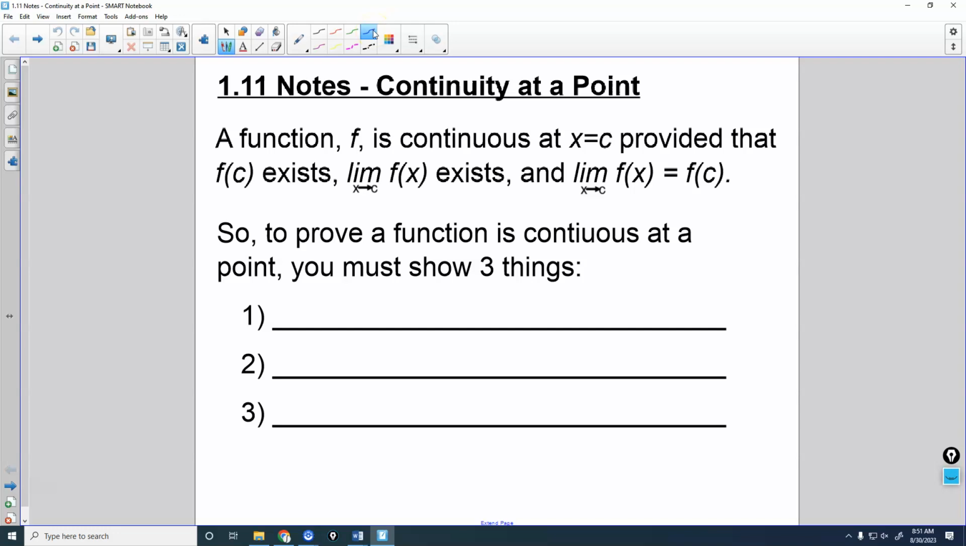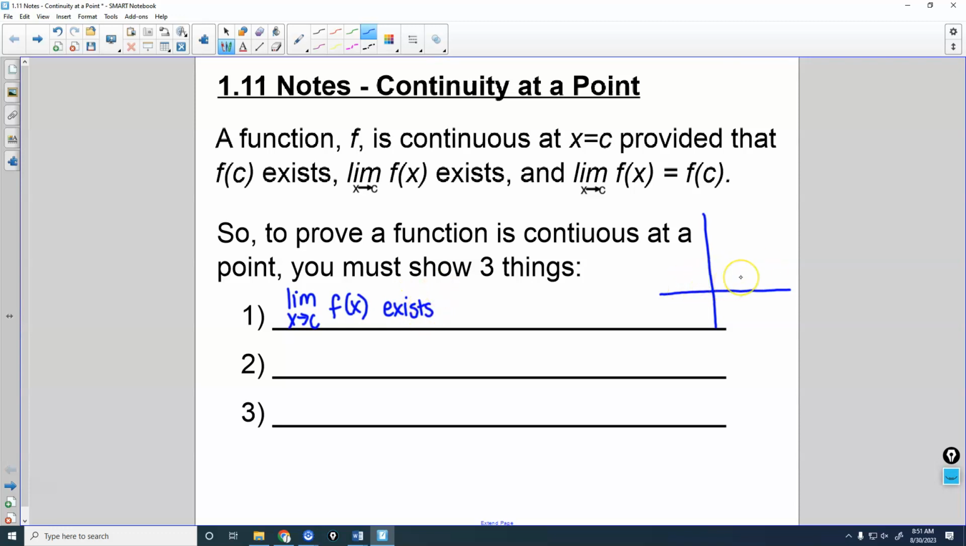Whenever you prove that a function is continuous at a point, there are three things that you have to show. I'm going to draw a picture as I go. If we have a graph here, the three things you must show, number 1 and 2 can be done in any order. I'm going to put the first one as: the limit as x approaches c of f of x has to exist.